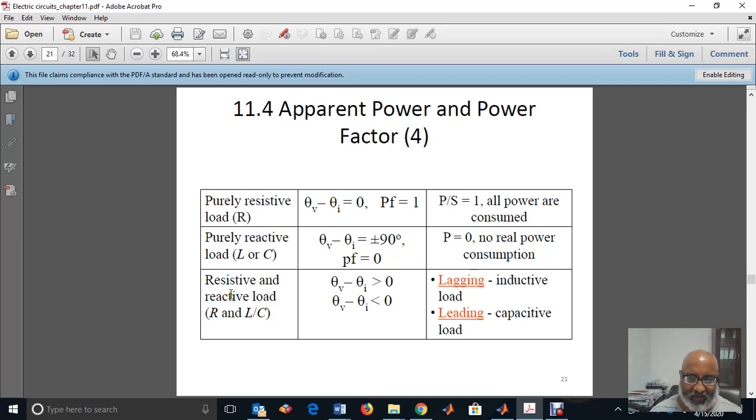If I have a resistive and reactive load, so both the resistance and, for example, inductance or capacitance, theta V minus theta I greater than 0 is for an inductive load. That means there is a resistor and inductor, a lagging load. The current lags the voltage. And theta V minus theta I less than 0, in this case, we call it a leading load or capacitive load.